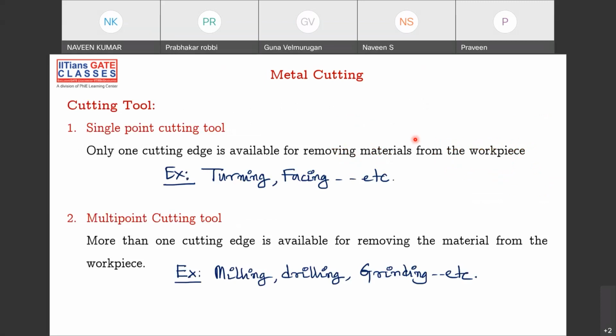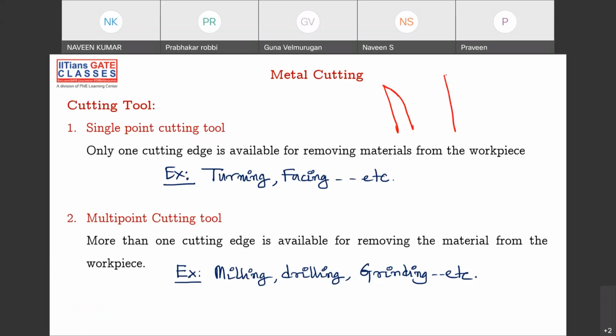Okay, now in cutting tools, that's what we are coming to. The tool you are seeing here is the cutting tool. We have two different types of cutting tools. One is the single point cutting tool, another is the multi-point cutting tool. A single point cutting tool is nothing but having only one cutting edge. We have only one cutting edge like this. A knife is also like this, only one cutting edge.